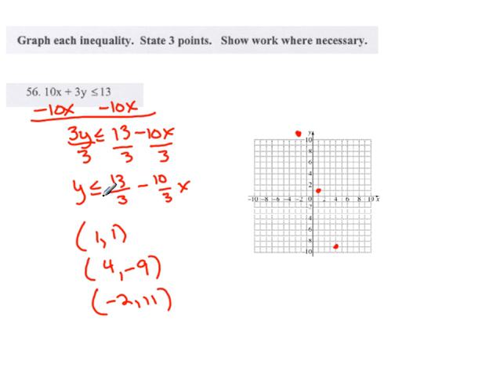And now I look to the inequality symbol to tell me whether I'm going to draw a solid line or a dotted line. And you see I do have an equals, so I will connect these dots with a solid line. And since it's less than, I'm going to shade below the line, which would be here.